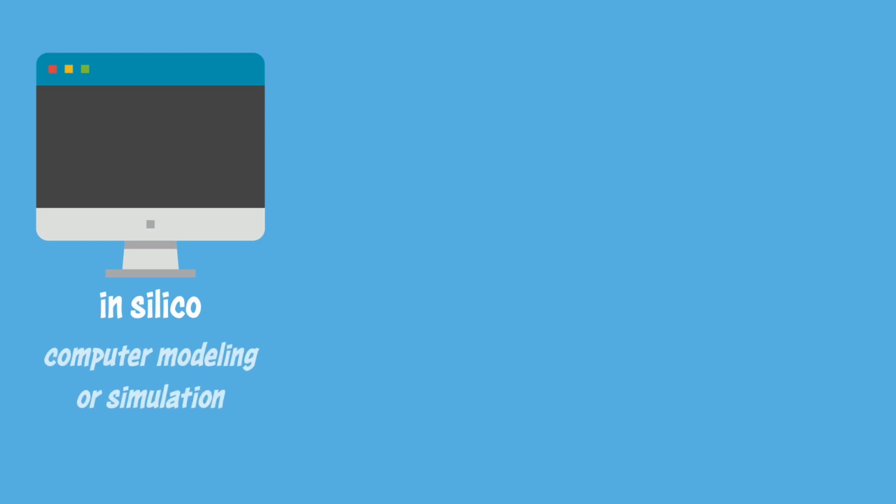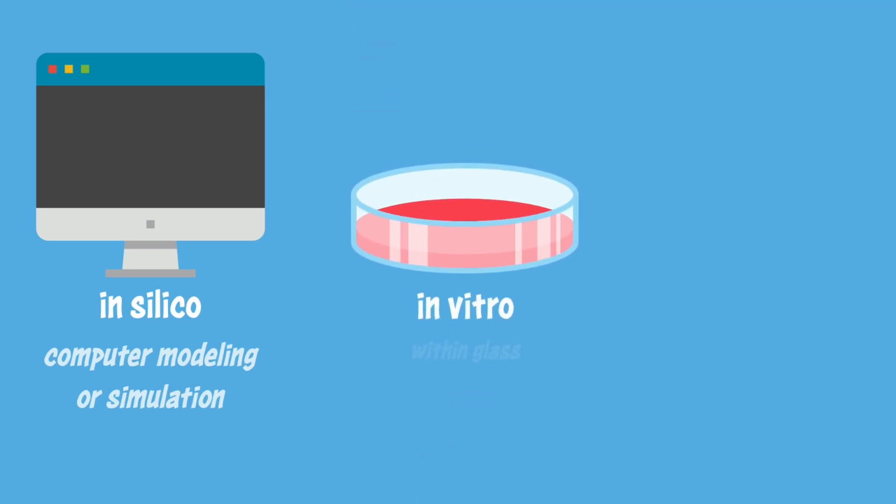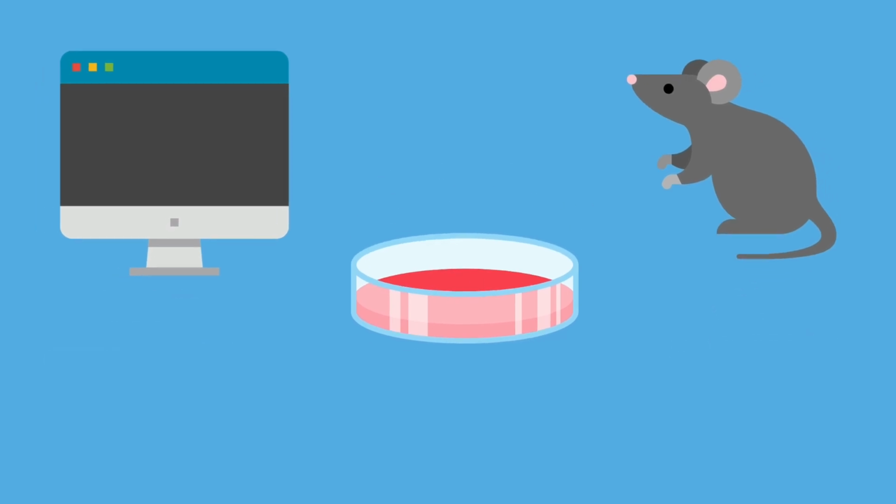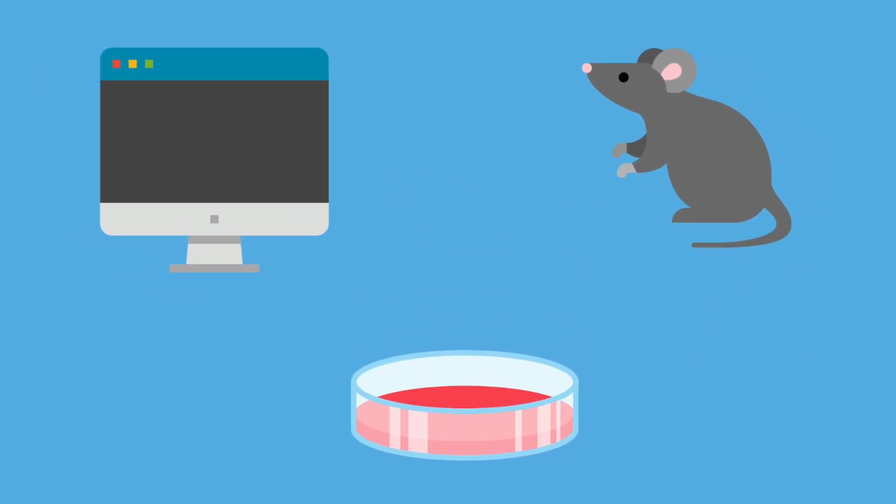This phrase is inspired by the Latin terms we use to describe other experiments. In vitro, meaning within glass, referring to doing an experiment in a test tube or a dish with cells or microorganisms, and in vivo, meaning in a living thing, referring to doing an experiment with a living system or organism like a plant or animal. These three types of experiments are not done solely in isolation. Instead, they're often used together, with data and information from one experiment providing ways to inform and improve others.